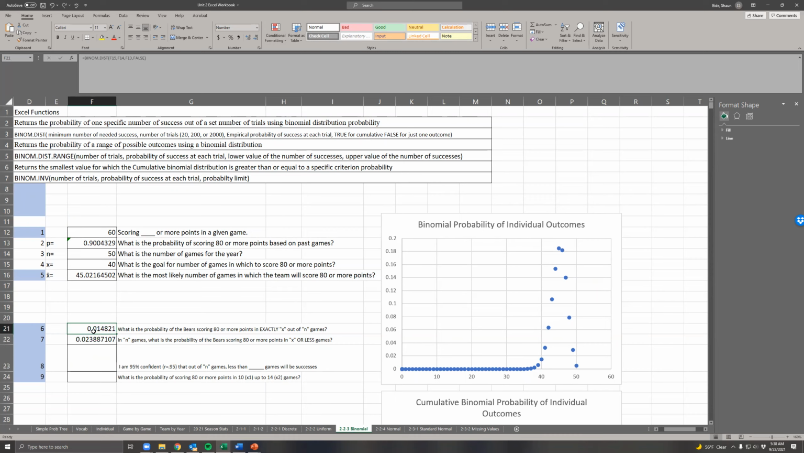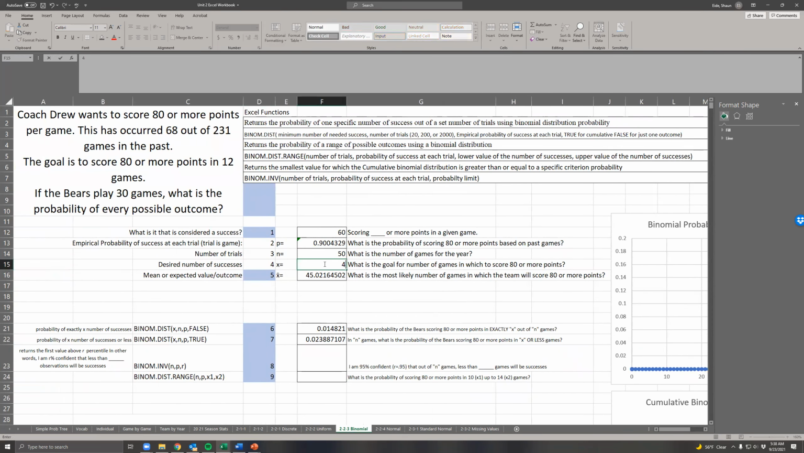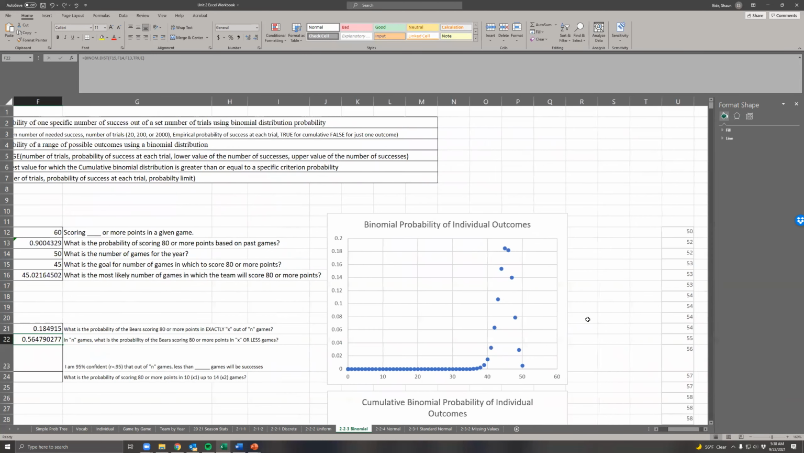However, if I wanted to change this and I said, okay, what is the probability of 45 trials? It's going to change drastically because 45 is the most likely outcome. And so for 45, the probability of exactly 45 wins is roughly 18.5%. And then the probability of 45 or less wins is roughly 56.5%. And so it changes drastically because it adds up everything from here to the left, or from 45 or less. It adds up all of those together.